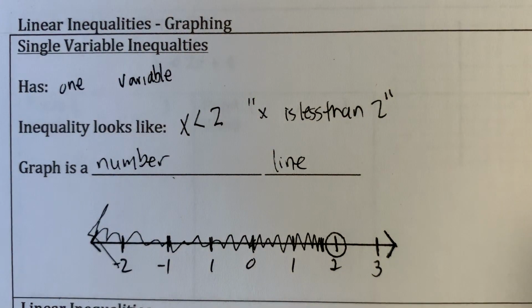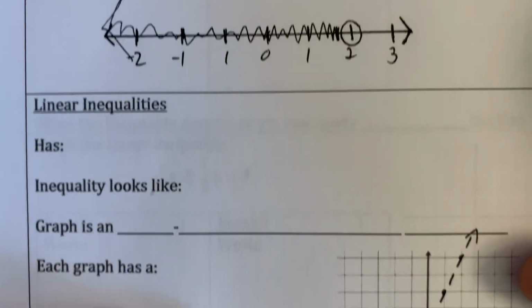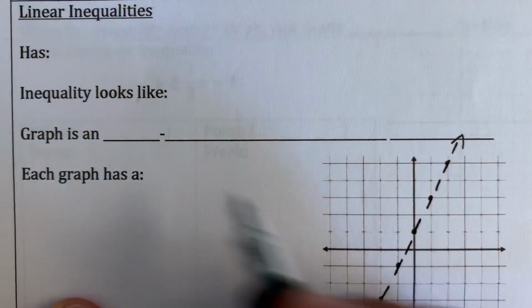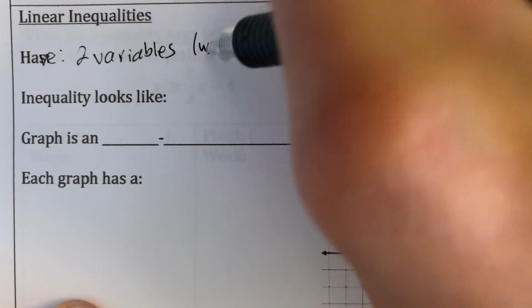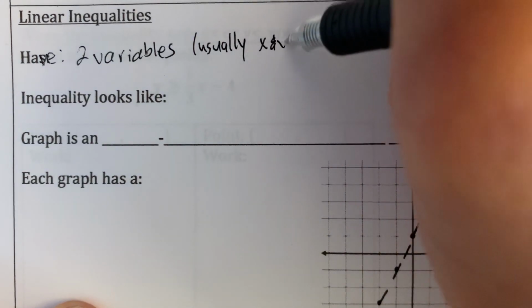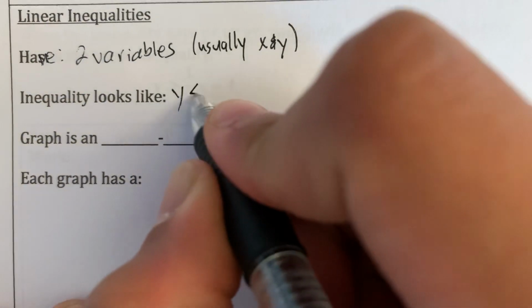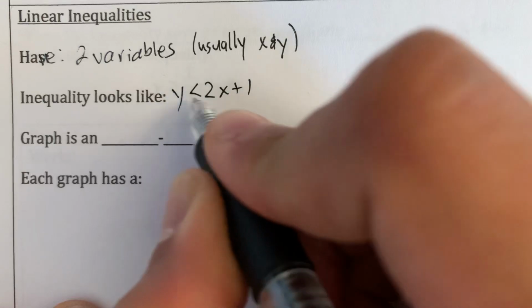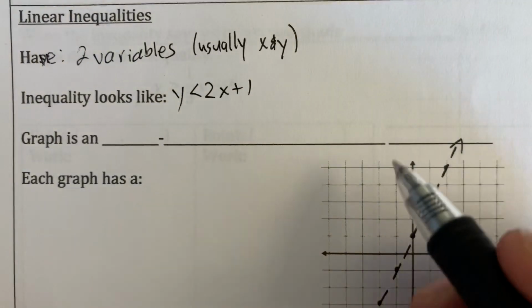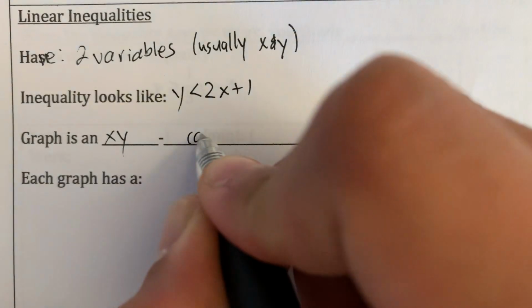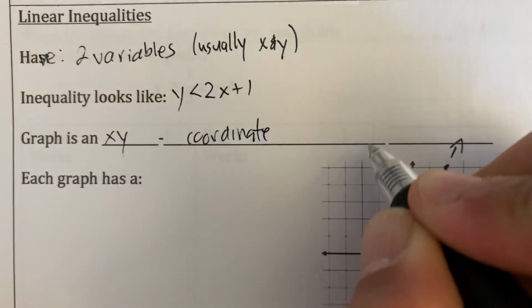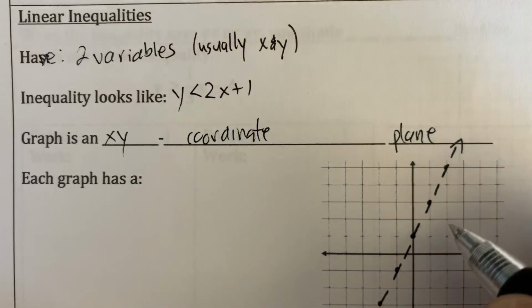And so we're going to take it one step further, and we're going to introduce another variable. And we're going to go on to linear inequalities. Linear inequalities have two variables. These two variables are usually x and y, but they can be others. And these inequalities will generally look something like this: two variables with an inequality symbol instead of an equal sign. And the graph of these is an x, y coordinate plane, also known as a graph.